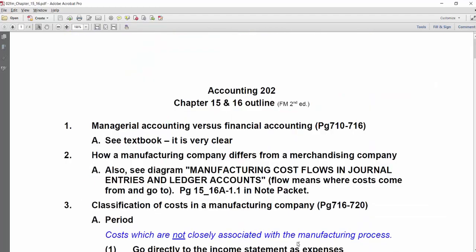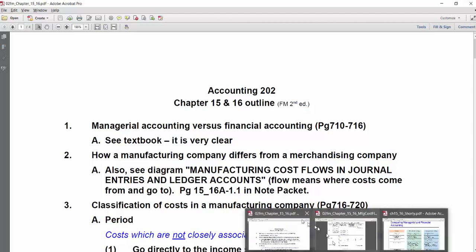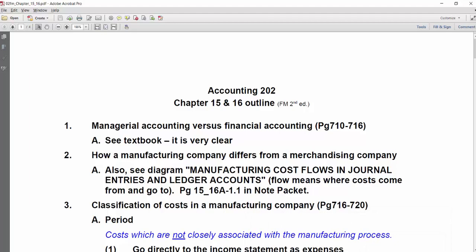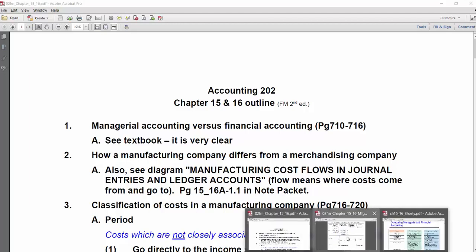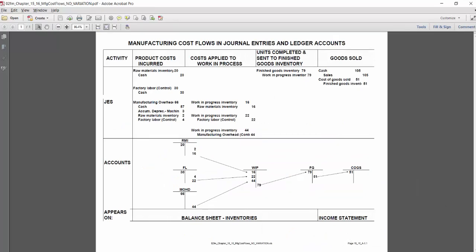Additionally, if we look at how a manufacturing company differs from a merchandising company, we can easily see that a manufacturing company has more steps involved because they have to make the product instead of just buying it and then reselling it. So the manufacturing cost flow diagram referred to here looks like this in your note packet.